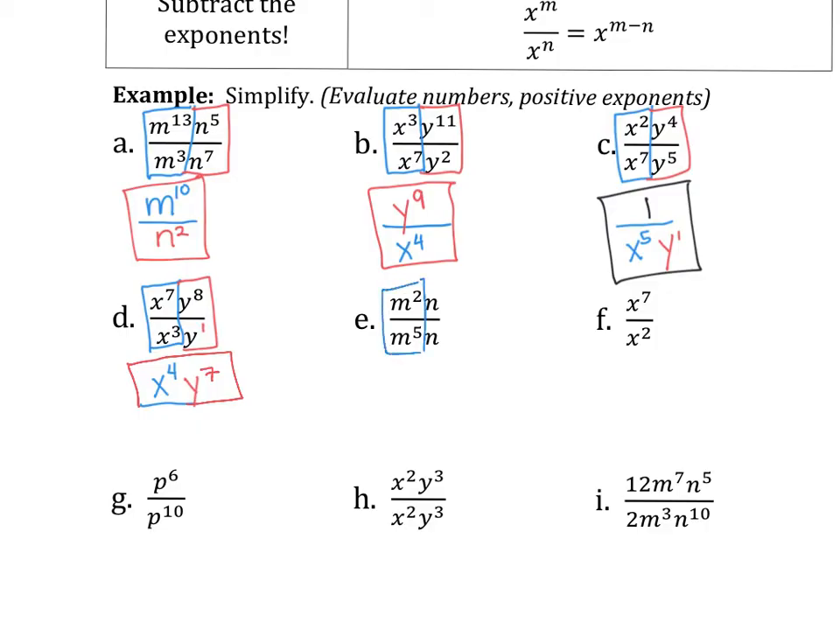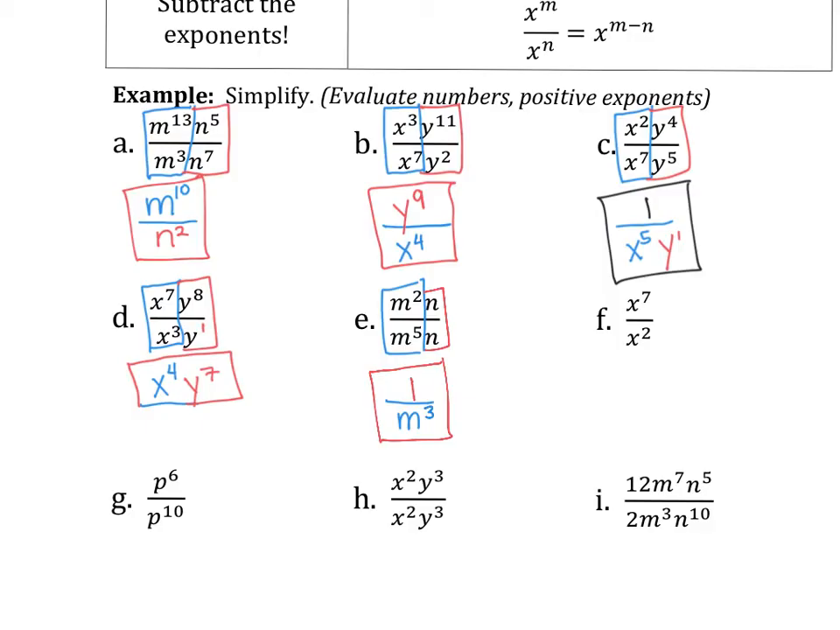Okay, let's see. Higher exponent at the bottom. So m to the 5th is at the bottom. I'm going to subtract 2, or I'm going to say I cancel out 2. I'm left with 3. And then n divided by n is just 1. They cancel out, and I'm left with 1.